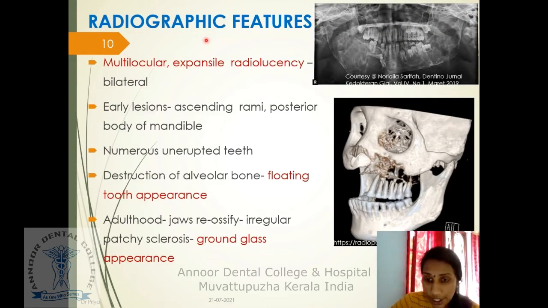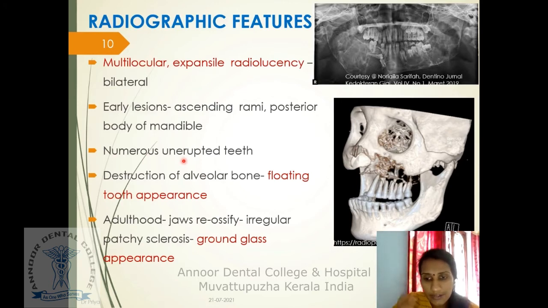Moving on to the radiographic features of cherubism. Now this is a multilocular radiolucency. It is a cystic lesion which you're going to get. So it is a multilocular expansile radiolucency which is present bilaterally. So both the jaws are going to be affected. The earlier lesions are present towards the ascending rami and the posterior body of the mandible.